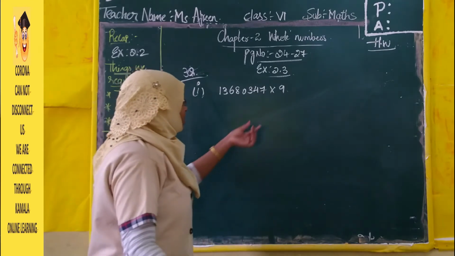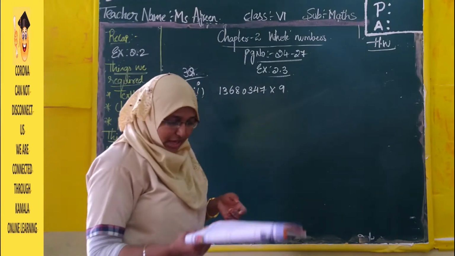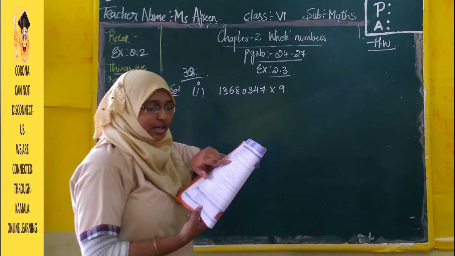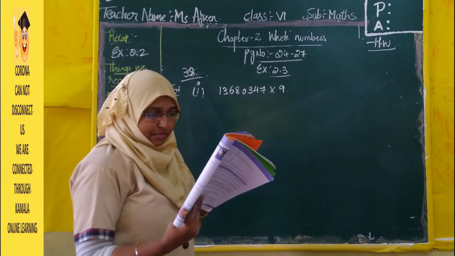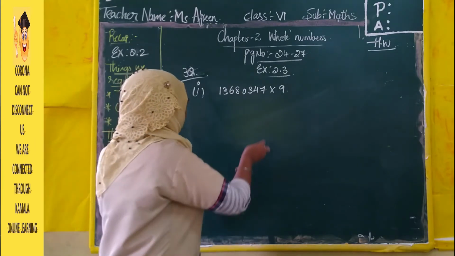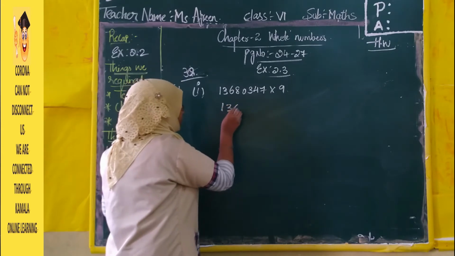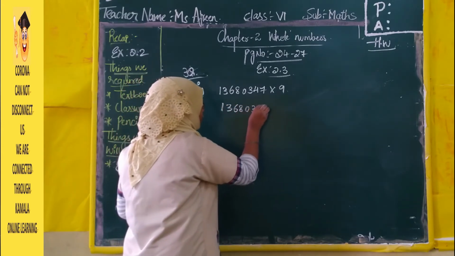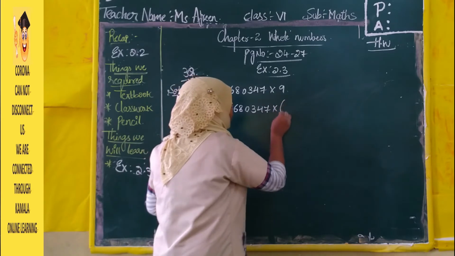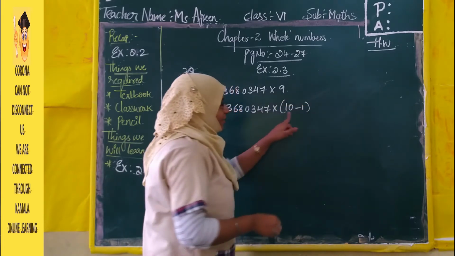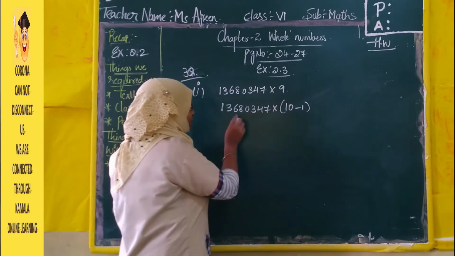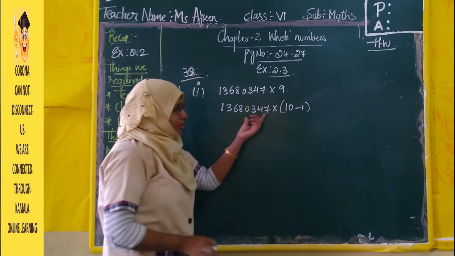So what we will do, like patterns, here they have been page number 26. How we have done it, right? So 1, 3, 6, 8, 0, 3, 4, 7 into 10 minus 1. 10 minus 1 is 9. Now what we will do, we will multiply this with 10. So what is the multiples of 10?